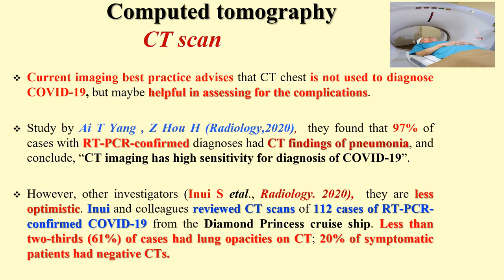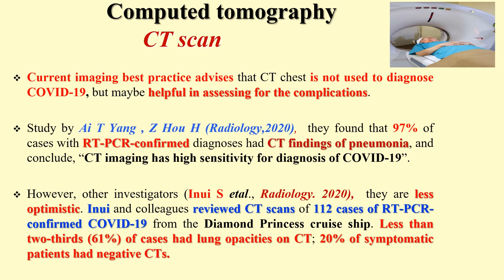There are two different contradictory reports in the literature regarding the possibility of using computed tomography, or CT scan, for establishing a diagnosis of infection with COVID-19. However, the current imaging best practice advice is that a chest CT scan cannot be used to diagnose COVID-19 infection, but maybe a chest CT scan is helpful in assessing for complications. I'm just giving you two examples of these two contradictory reports.